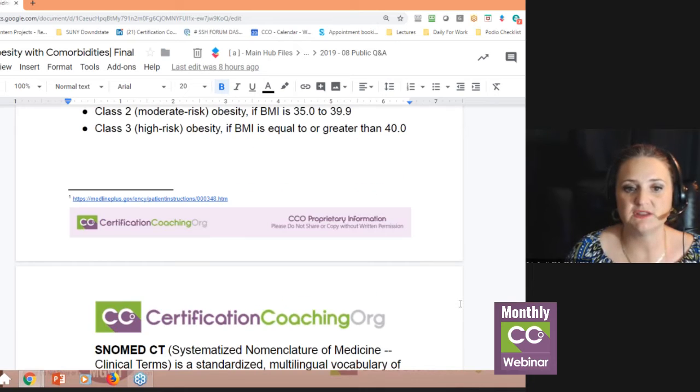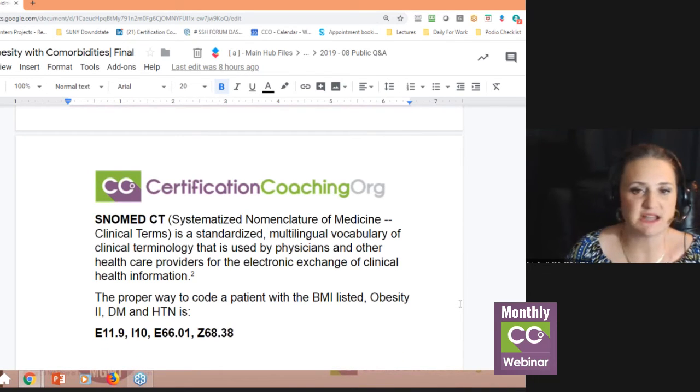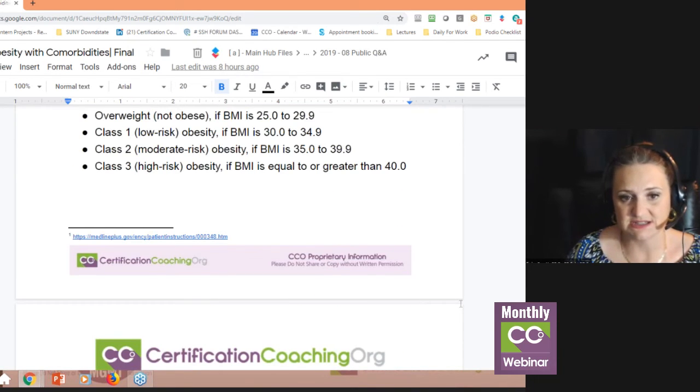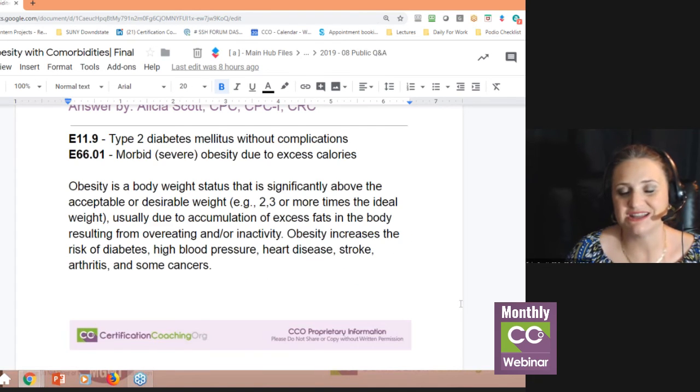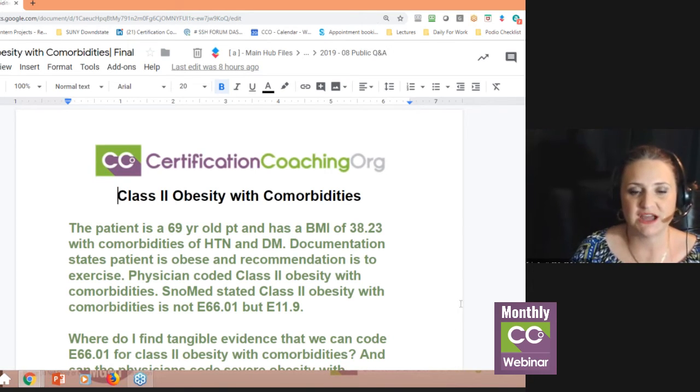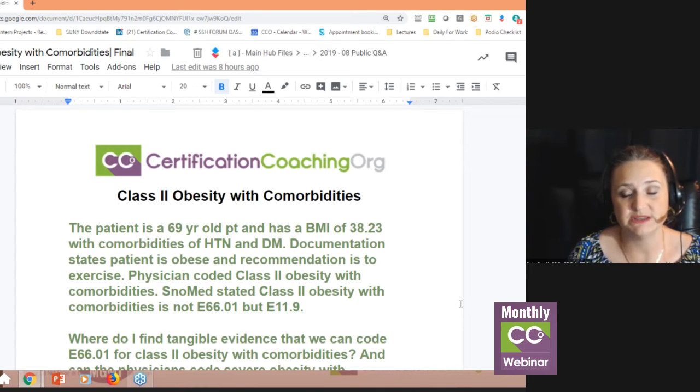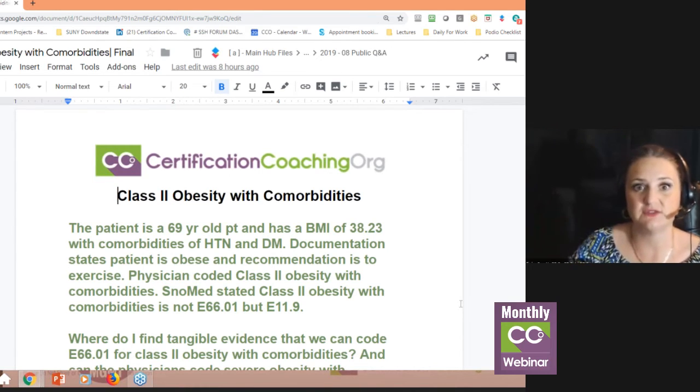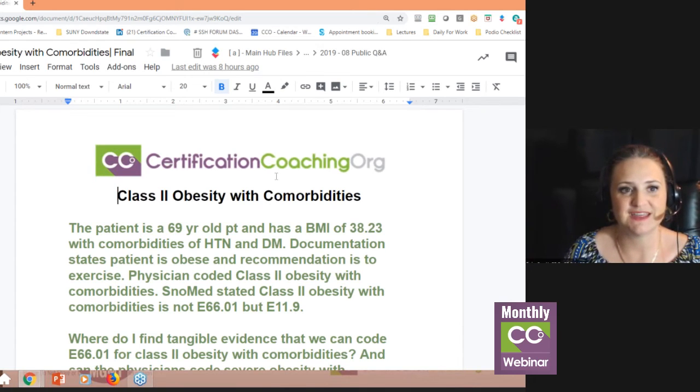Okay, so ultimately, though, SNOMED's not telling you not to use E66. It's just saying, no, the patient's an E11.9. They're diabetic. The other things just happen to be, comorbidity is not necessarily the term. In addition to being diabetic, they have hypertension and they have obesity with a higher specificity of their actual BMI. That's it.